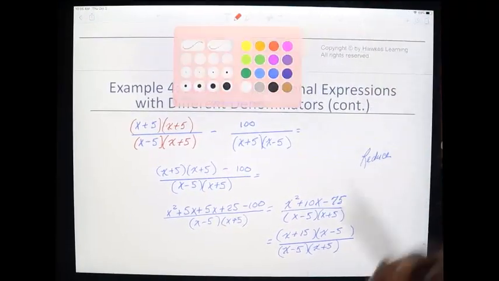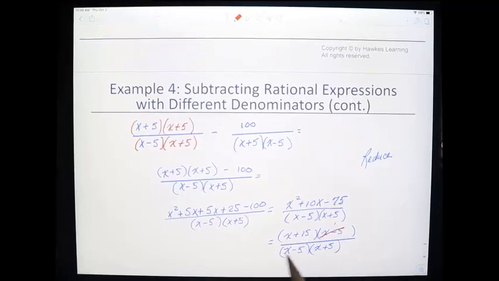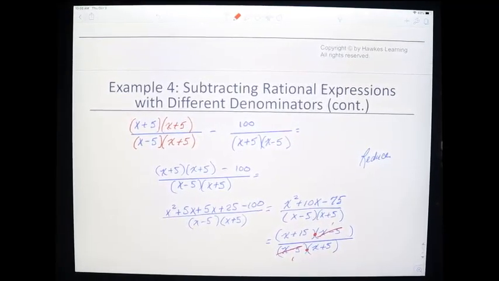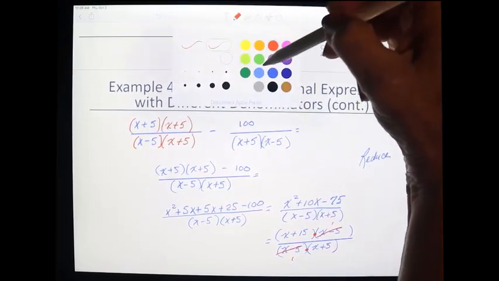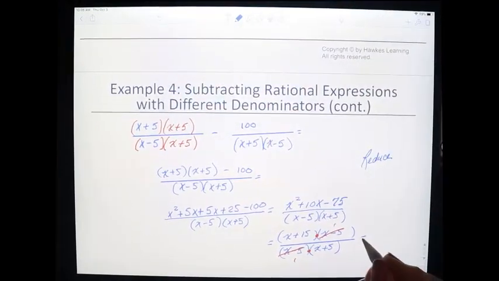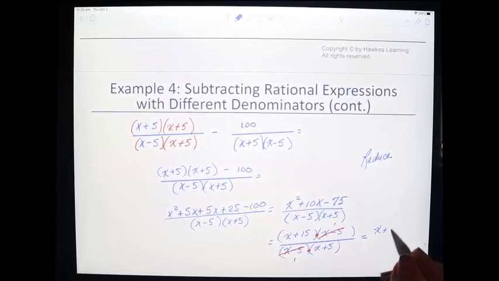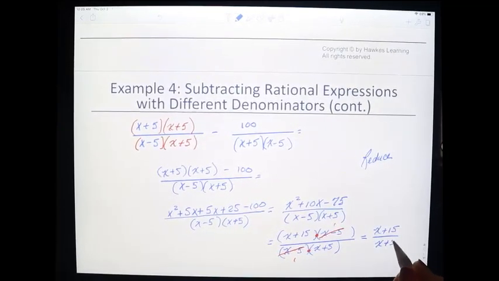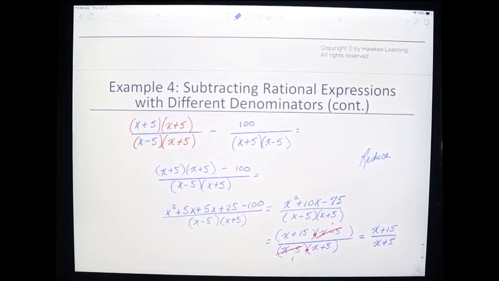So let me change my color and cancel out these x minus 5s. Notice again you can cancel because they are factors or they are multipliers. And it looks like we're going to end up with an x plus 15 on top and an x plus 5. And do not be tempted to do any more cancellation because these are all connected with addition.